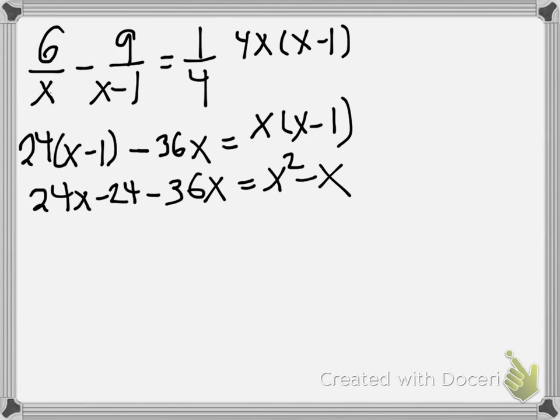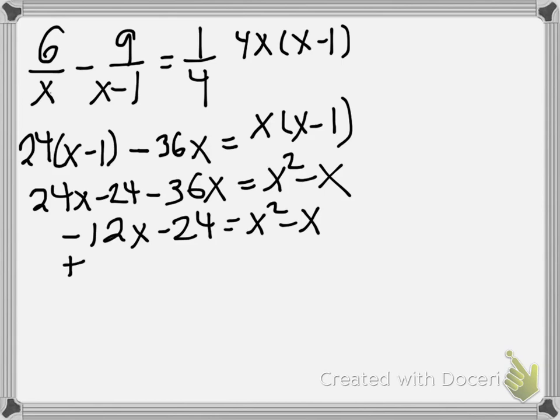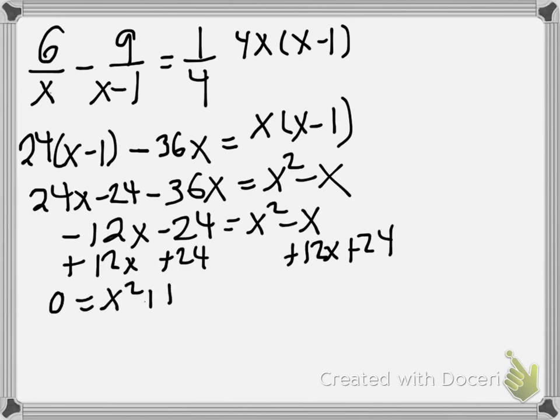So let's combine our like terms over here. I've got negative 12x minus 24 equals x squared minus x. We'll move everything from the left over, so I'm going to end up with adding 12x and adding 24. So that gives me 0 equals x squared plus 11x plus 24. And this is one of my favorite factorings because everybody seems to forget that 8 times 3 equals 24.